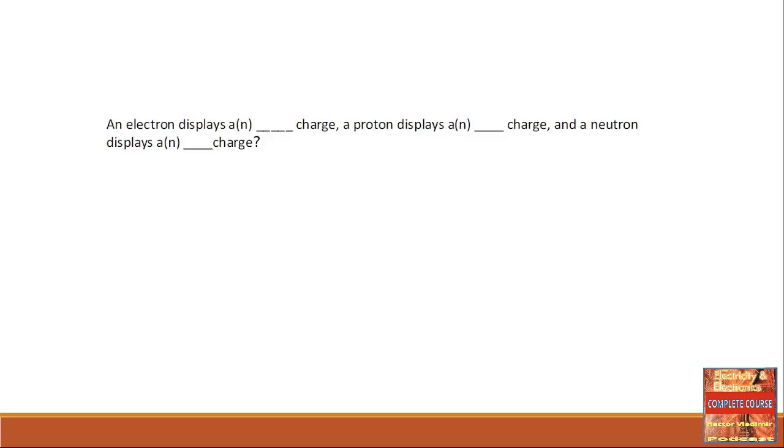An electron displays a blank charge, a proton displays a blank charge, and a neutron displays a blank charge. Fill in the blanks. That would be: an electron displays a negative charge, a proton displays a positive charge, and a neutron displays a neutral charge.